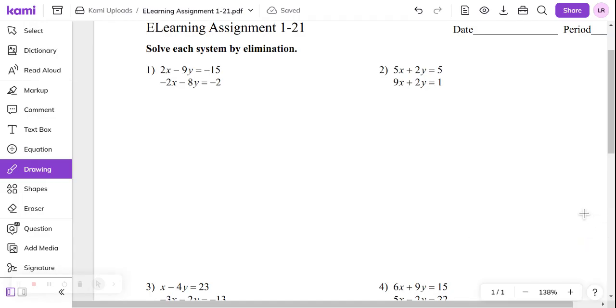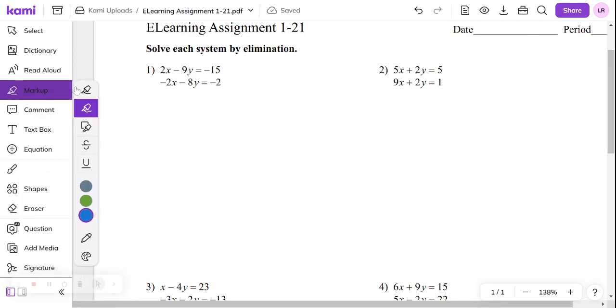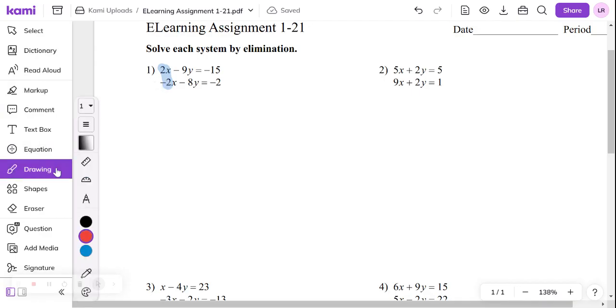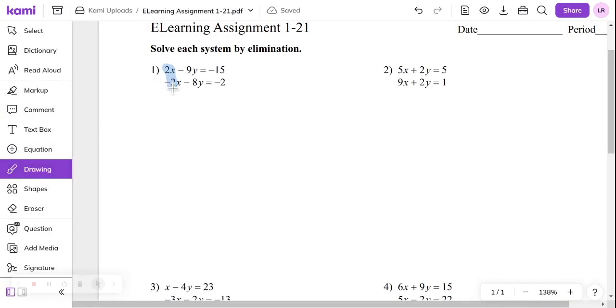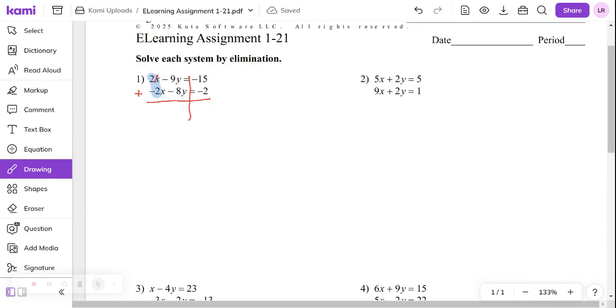So for number one here, we have opposites already sitting here with our x's. So I know I can add these two equations together, and I'm going to eliminate the x. So let's go ahead and add our equations together. 2x and negative 2x, that is 0. Negative 9y and negative 8y is negative 17y. Negative 15 and negative 2 is negative 17. So divide both sides by negative 17, and y is going to equal 1.